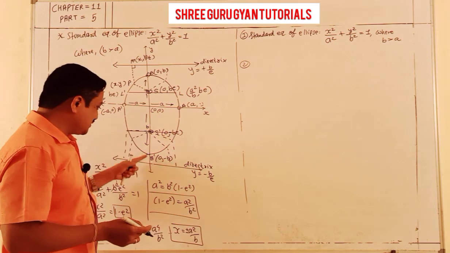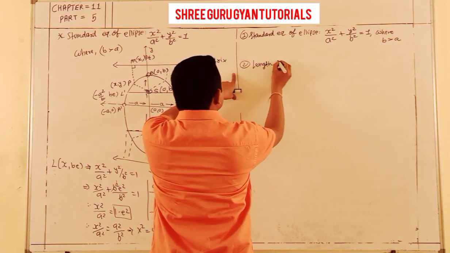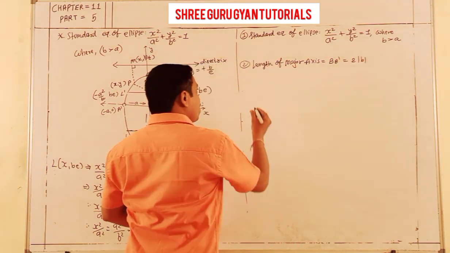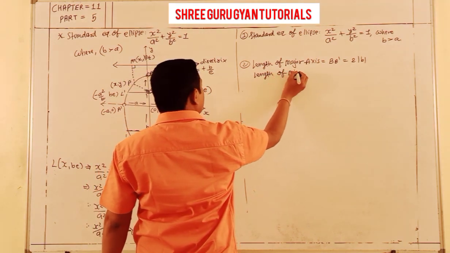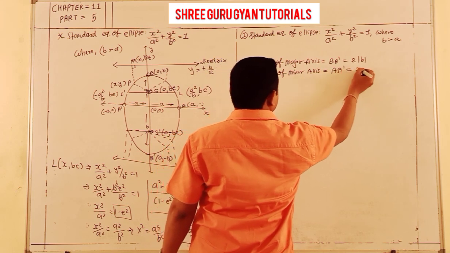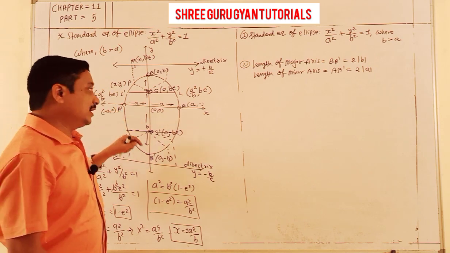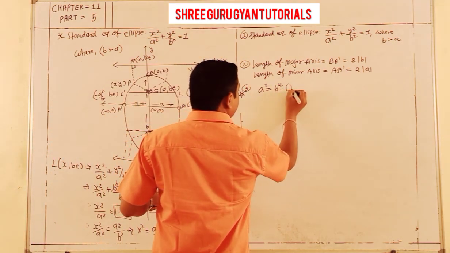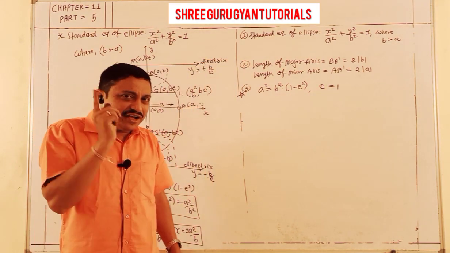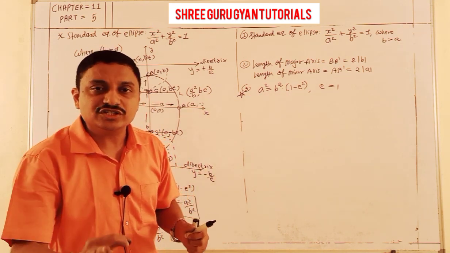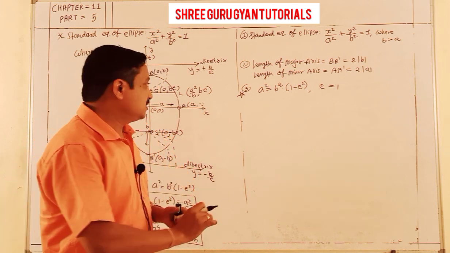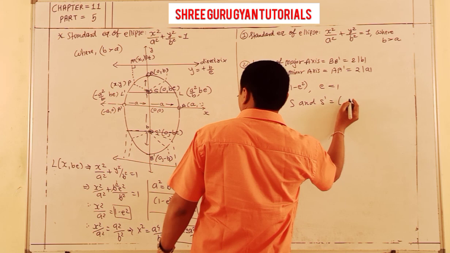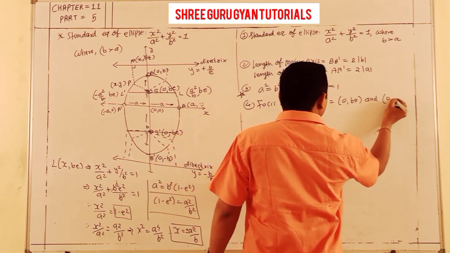Now major axis. Here the major axis, students, is the y axis. So length of major axis is 2 modulus b. Second, length of minor axis is 2 modulus a. This is the minor axis length. Now third is the main point. You will take a star, and that is the condition: a square is equal to b square into 1 minus e square, where e less than 1. Every time I again repeat, this point number third must be used in the numerical, otherwise the numerical is not done. And now fourth, foci S and S dash: it is 0 comma b e and 0 comma minus b e.